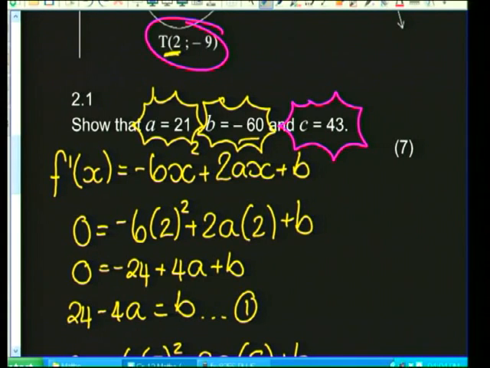And just a note on this, grade 12s: when you have a question like this in your exam, one thing you mustn't do is, if they ask you to prove that a is 21 and b is negative 60 and c is 43, take each of those values and sub them into the equation straight away and try and prove a left-hand side equals a right-hand side. Unfortunately, we're not allowed to do that.